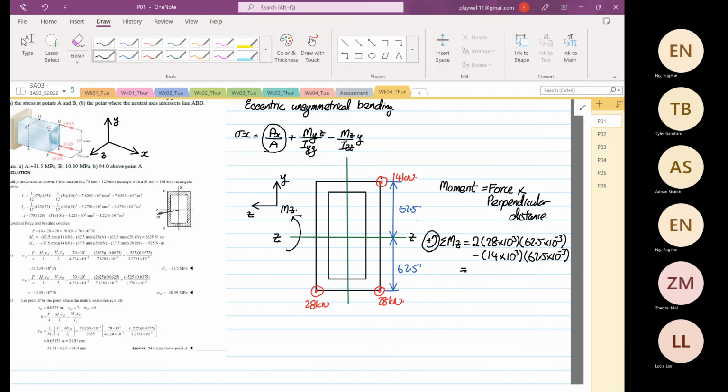So the moment is 2625 Newton meter. And this direction is valid. Okay. So this direction that we've drawn is valid. So what does it mean? It means that MZ at the top, head of the compression vector is compression, bottom is tensile. That we figure out already.